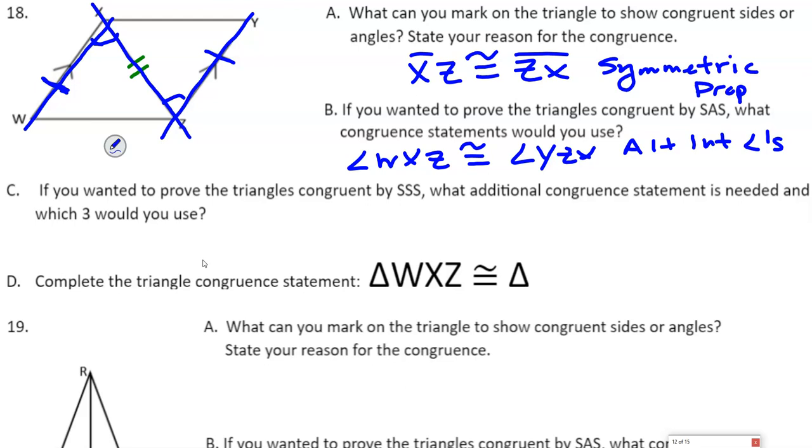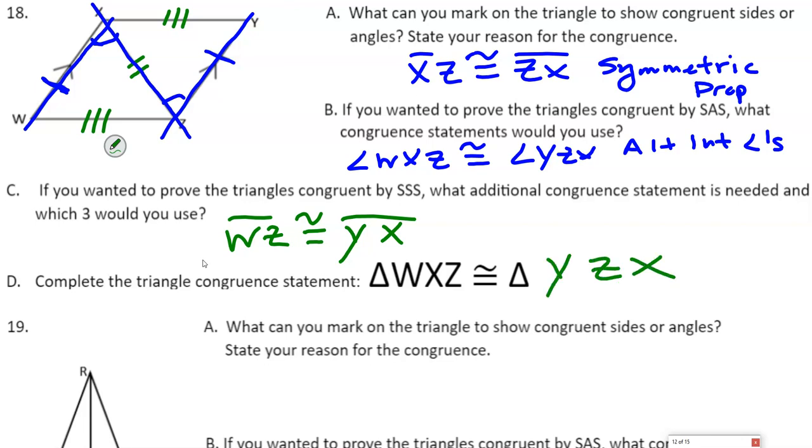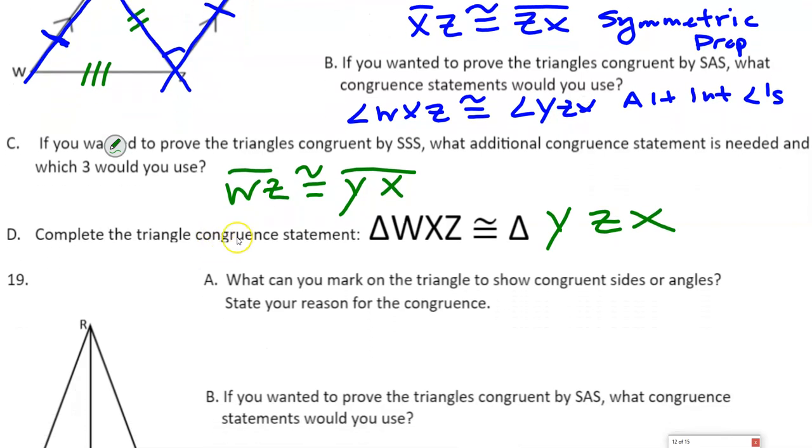Then it says what if you wanted to prove that they were congruent by side, side, side, what additional piece of information would you need? We'd need these 2 opposite sides, wouldn't we? So we would need that WZ is congruent with YX, okay? Then it says complete the triangle congruent statement again. WXZ, so we went across the 1 tick side from the corner, so it's going to have to be YZX over here.